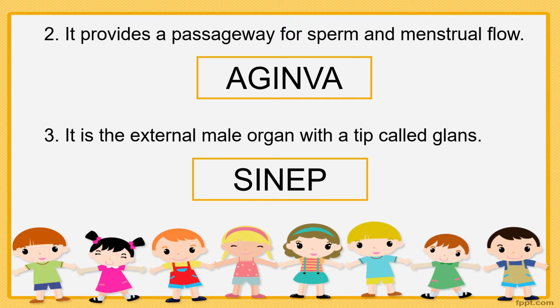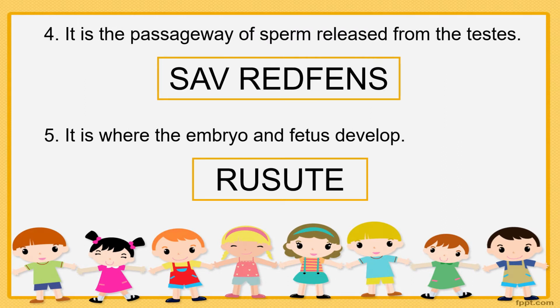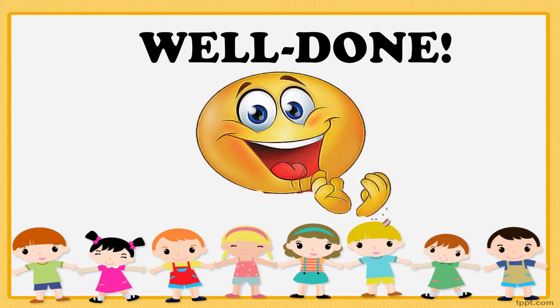3. It is the external male organ with a tip called glans. 4. It is the passageway of sperm released from the testes. 5. It is where the embryo and fetus develop. Well done, learners, for finishing the activity.